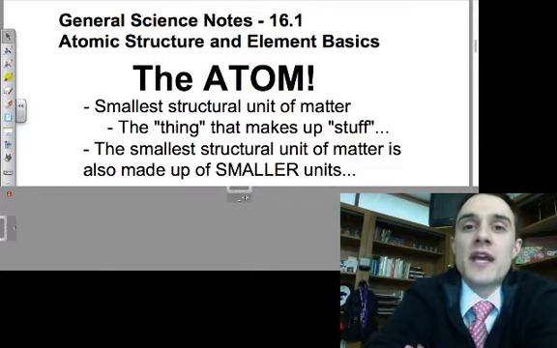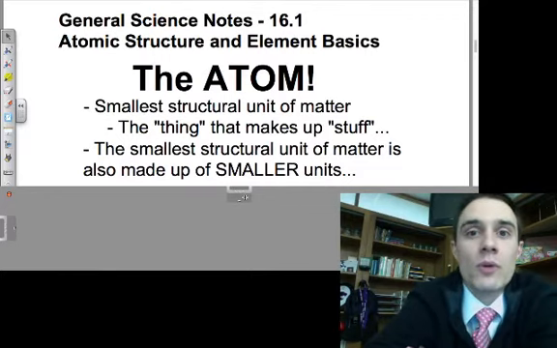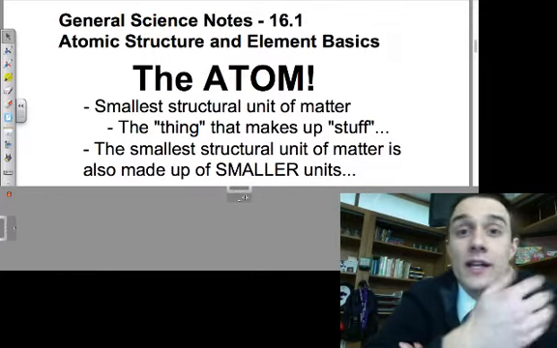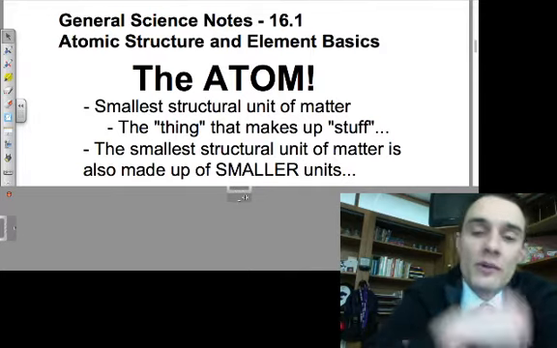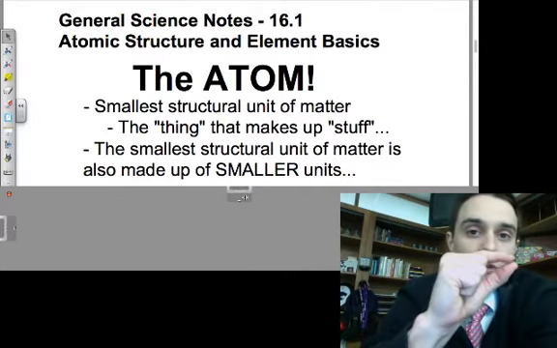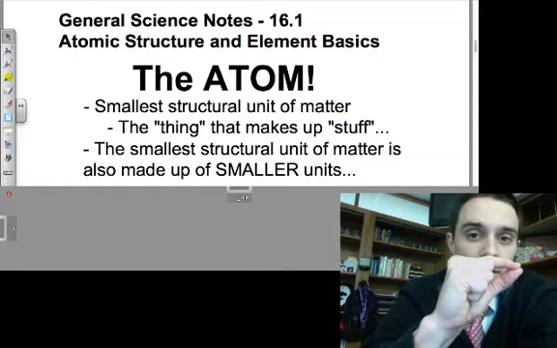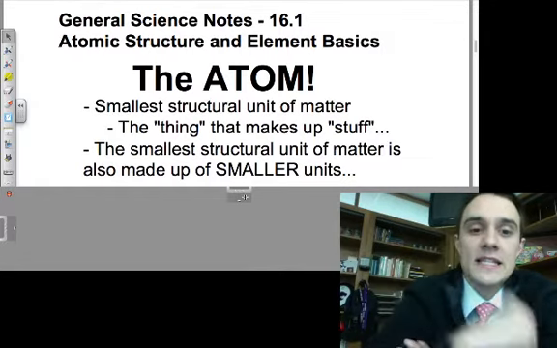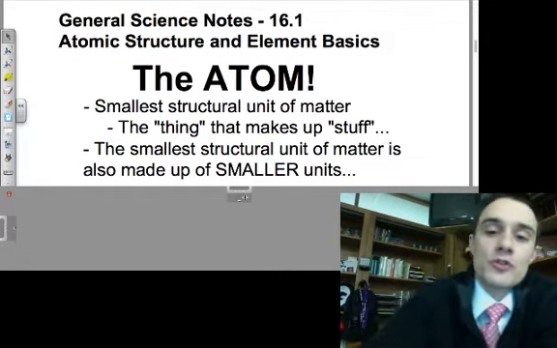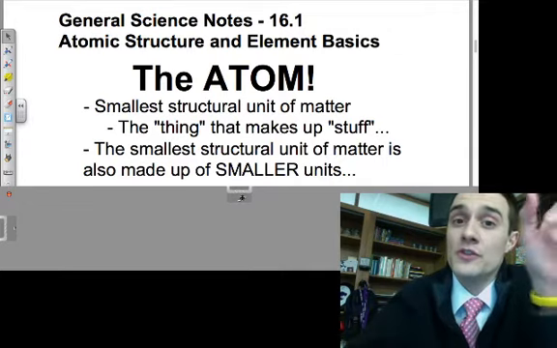If we were to just keep saying, well, what's that made of? Well, what's that made of? After we get an answer to each one of those questions, when we finally get down to it, the smallest unit that makes up everything is the atom. It's the smallest structural unit of matter, and it's also made up of smaller units, though.